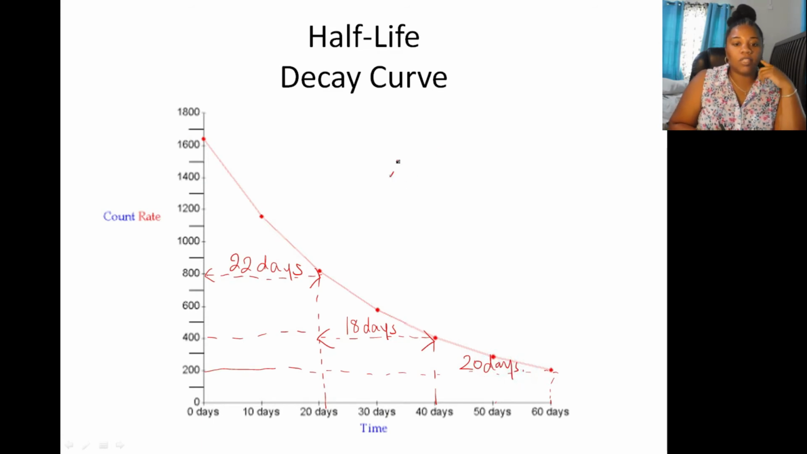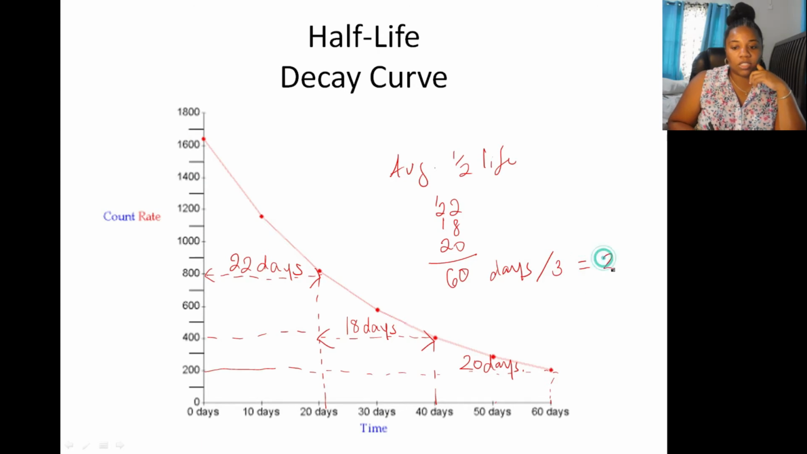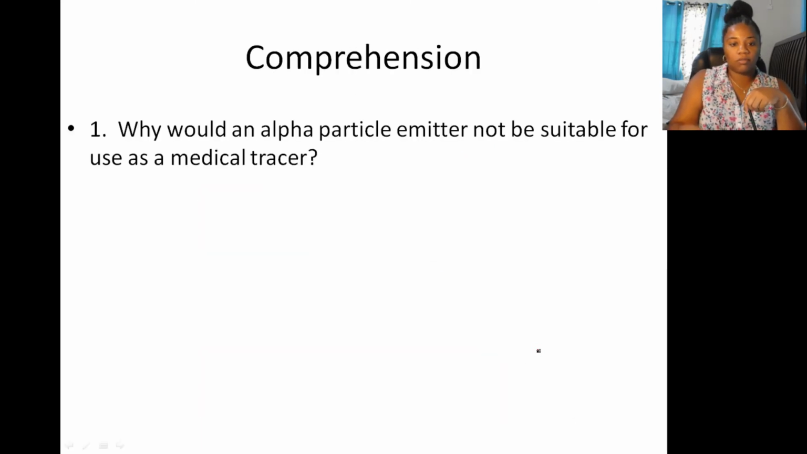Right, so then we'll find the average half-life, which will be 22 plus 18 plus 20, and that will give us 60 days. And to find the average, divide by 3. 3 into 60 gives 20 days. So our average half-life is 20 days, for this particular material, whatever it is.